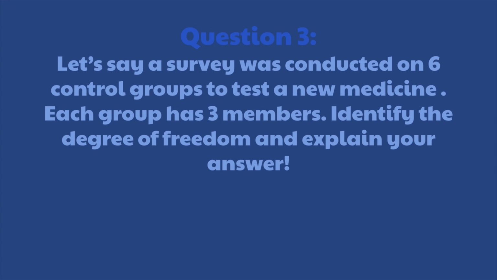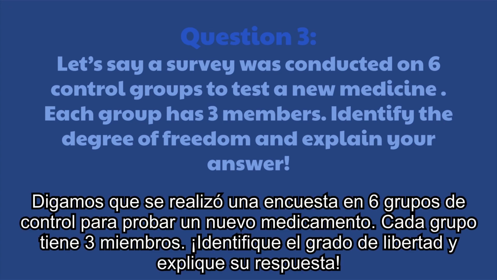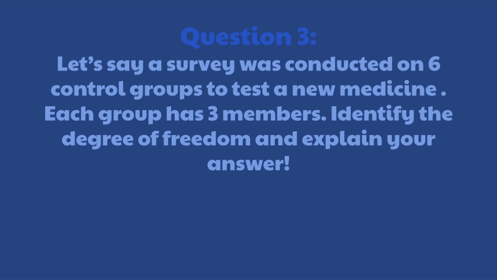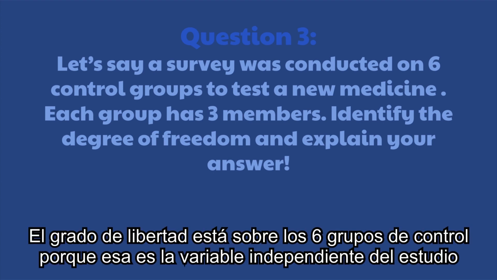Question 3. Let's say a survey was conducted on 6 control groups to test a new medicine. Each group has 3 members. Identify the degree of freedom and explain your answer. The degree of freedom is on 6 control groups because that is the independent variable of the study.